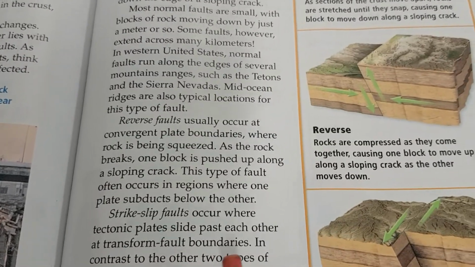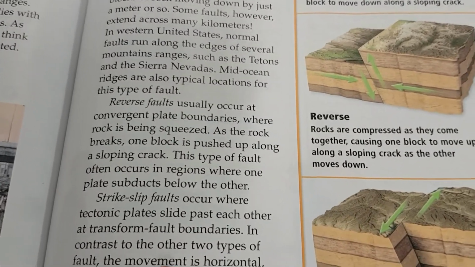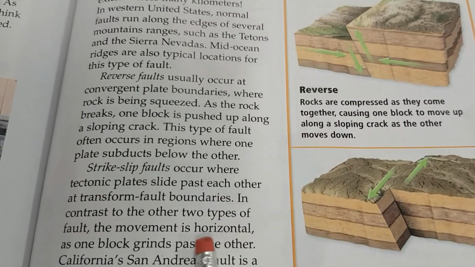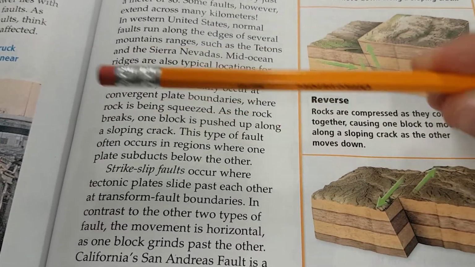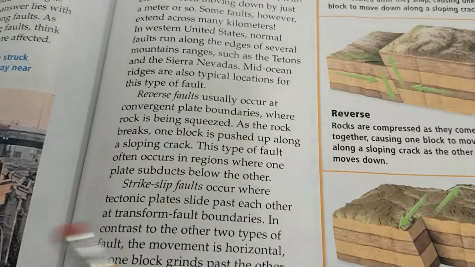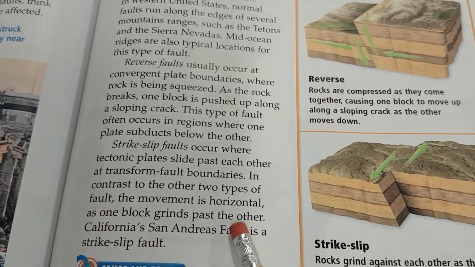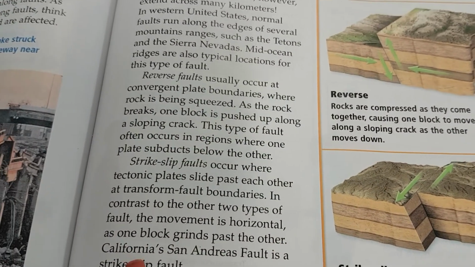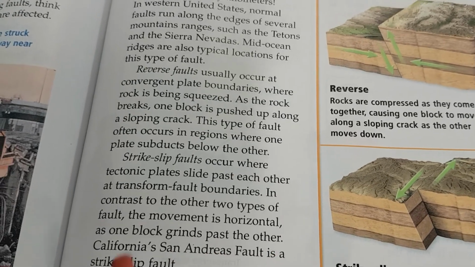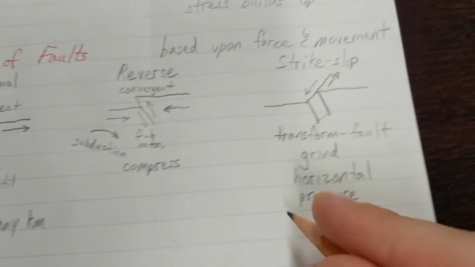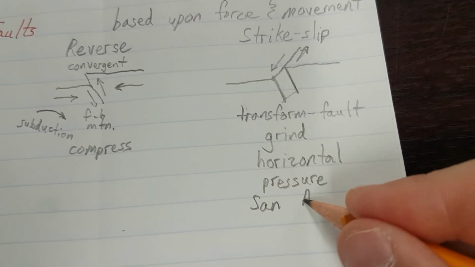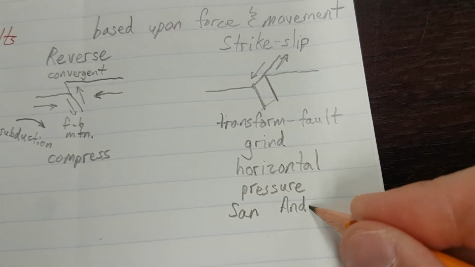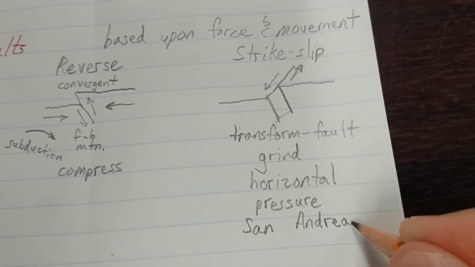In contrast to the other two types of fault, the movement is horizontal, thinking about the horizon of the Earth where the ground meets the sky, flat, as one block grinds past the other. California's San Andreas Fault is a strike-slip fault. Okay, let's put that because that's such a famous fault. Capital S-A-N, Andreas, capital A-N-D-R-E-A-S.